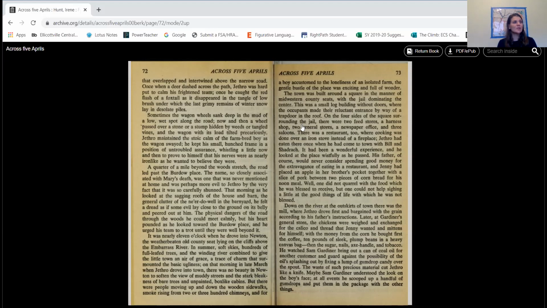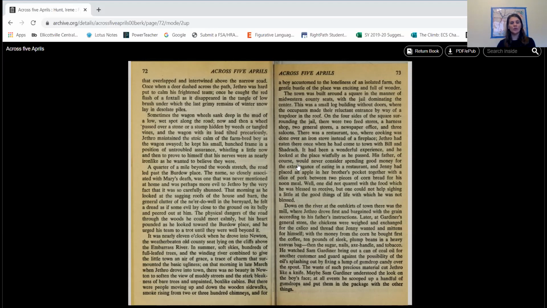On the four sides of the square surrounding the jail, there were 2 feed stores, a harness shop, 2 general stores, a newspaper office, and 3 saloons. There was a restaurant too, where cooking was done over an iron stove instead of a fireplace. Jethro had eaten there once when he came to town with Bill and Shadrach. It had been a wonderful experience, and he looked at the place wistfully as he passed.